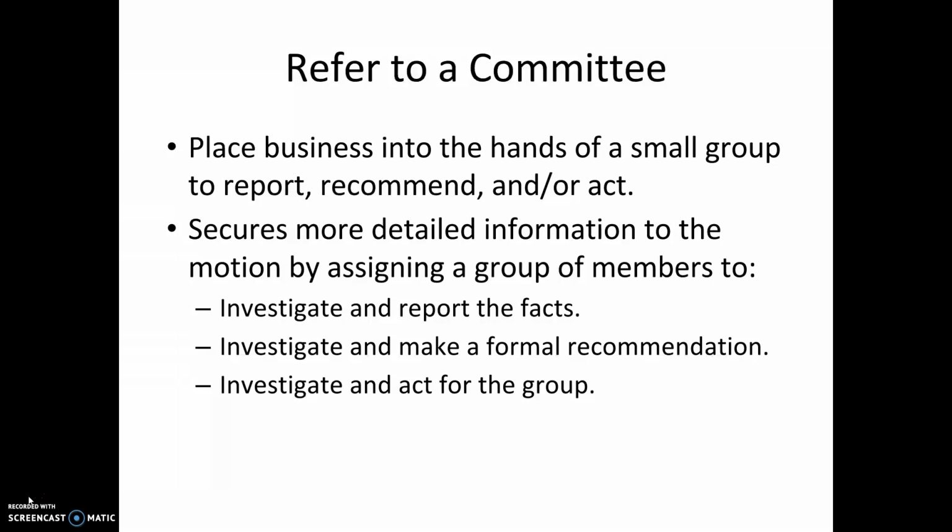Sometimes they investigate and come back and make a recommendation and say, look, we've looked at the facts, this is our recommendation based on what we found. And sometimes the assembly says, look, you just handle it. You investigate, you figure out what we should do, and go ahead and act on it.